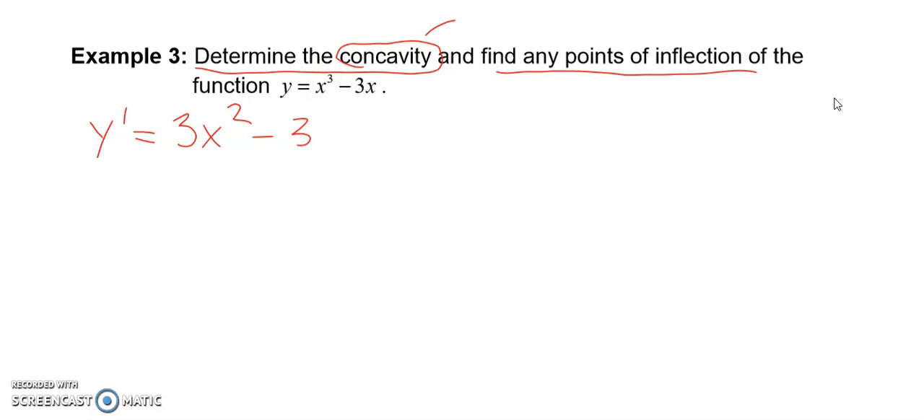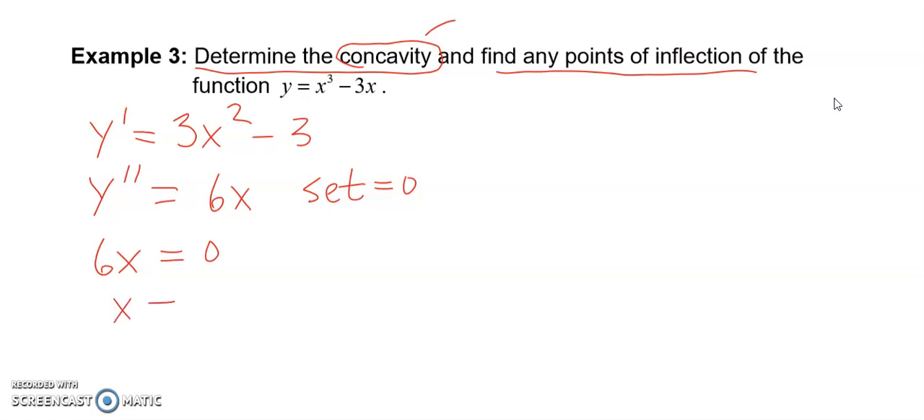Second derivative test. Now, if you want the points of inflection, you need to find the second derivative. So the second derivative is 6 times x, 0. And that's it. That's your second derivative. So we set this equal to 0. And you've got a pretty simple equation to solve here. 6x equals 0, divide both sides by 6. You get x is equal to 0.